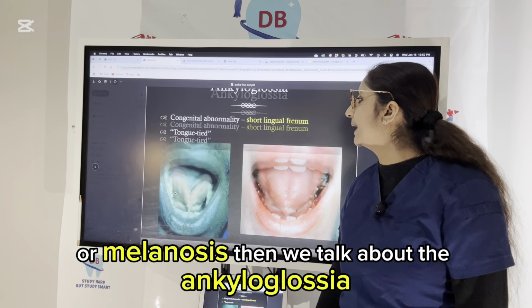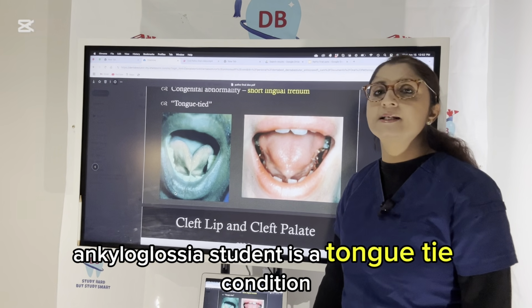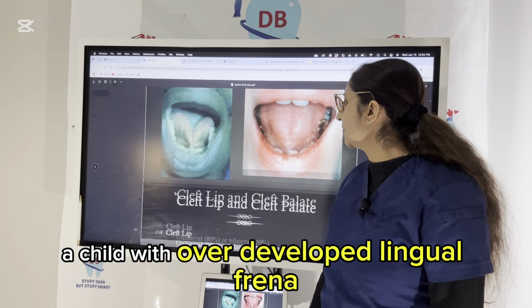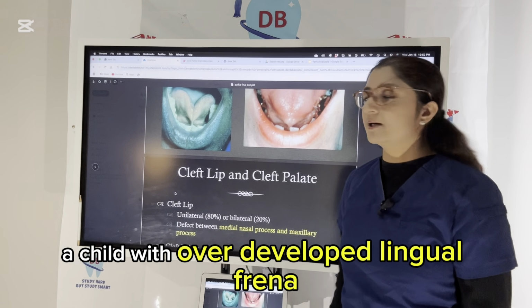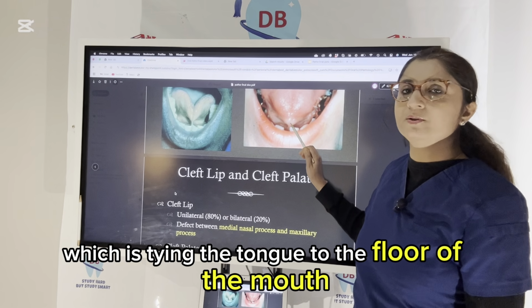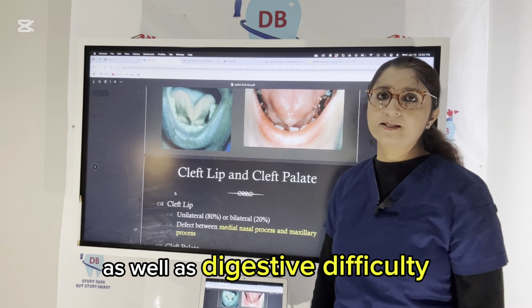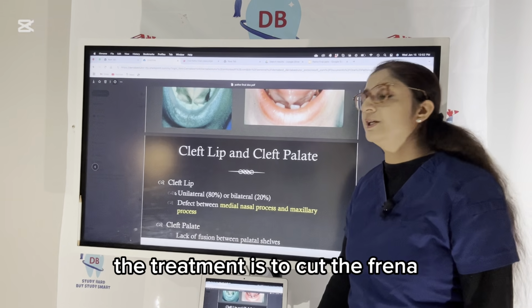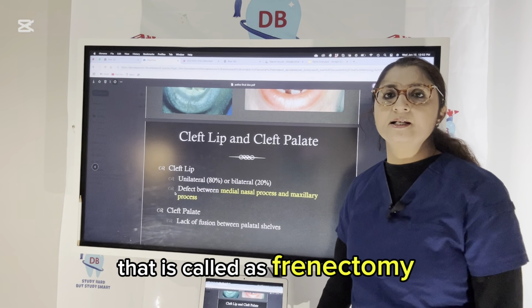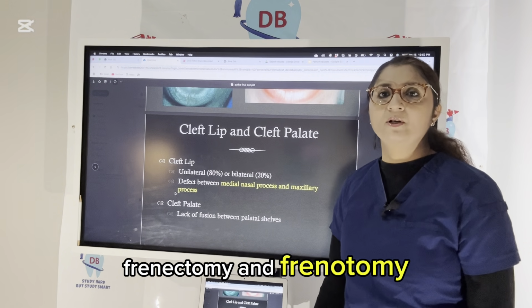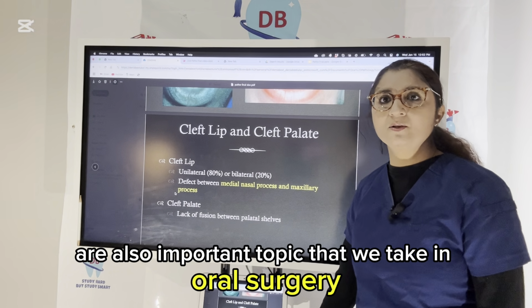Then we talk about ankyloglossia. Ankyloglossia, student, is a tongue tie condition. A child with an overdeveloped lingual frenum, which is tying the tongue to the floor of the mouth. This child will have speech as well as digestive difficulty. The treatment is to cut the frenum, which is called frenectomy. Frenectomy and frenotomy are also important topics that we take in oral surgery.